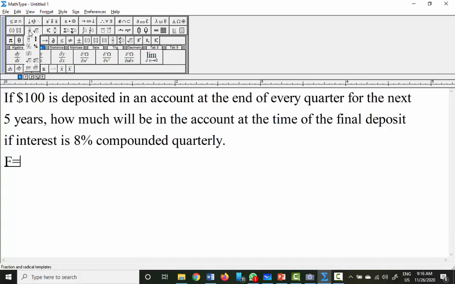So F is equal to C divided by R, bracket, 1 plus R power T, minus 1. So this is the future value of annuity formula.